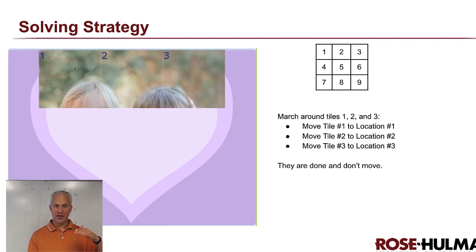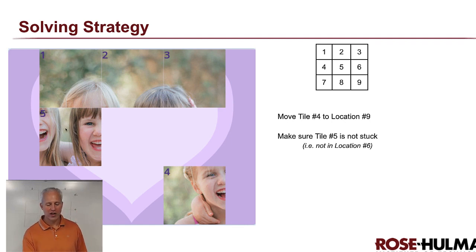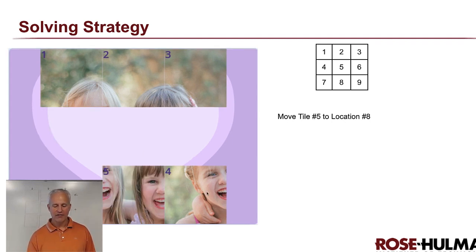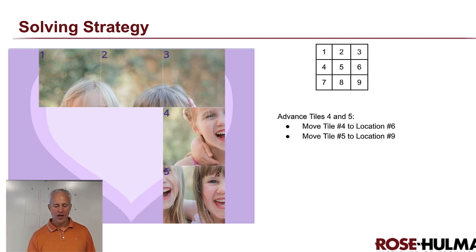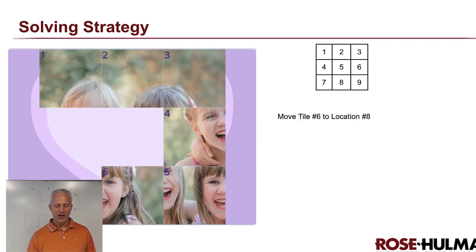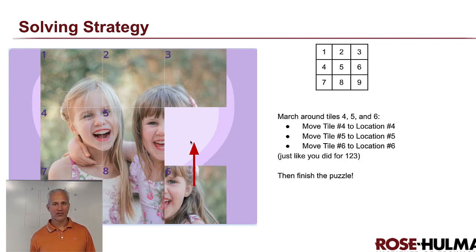And then we do the same thing with the next row down. We get 4, which is going to eventually be up here in the corner, making sure 5's not stuck. Get 5 next to 4. Start marching them around. Get 6 in the train, and then you'll solve the puzzle.